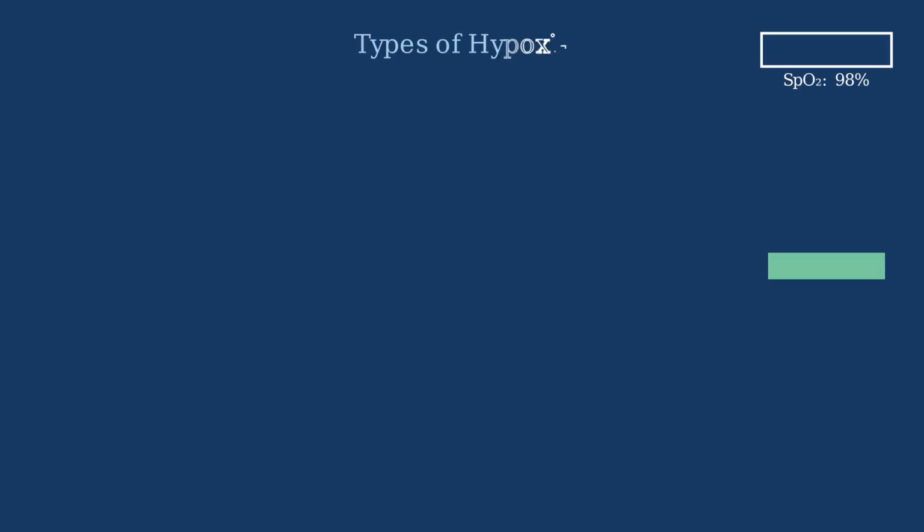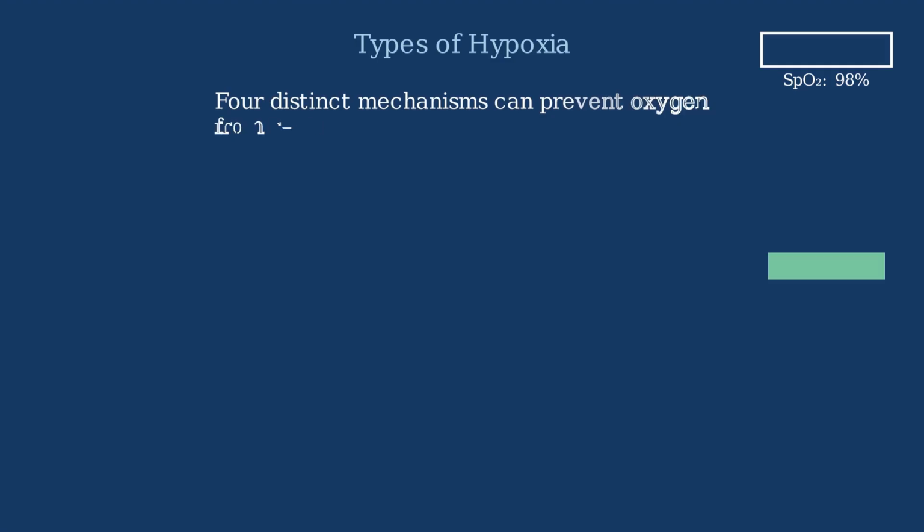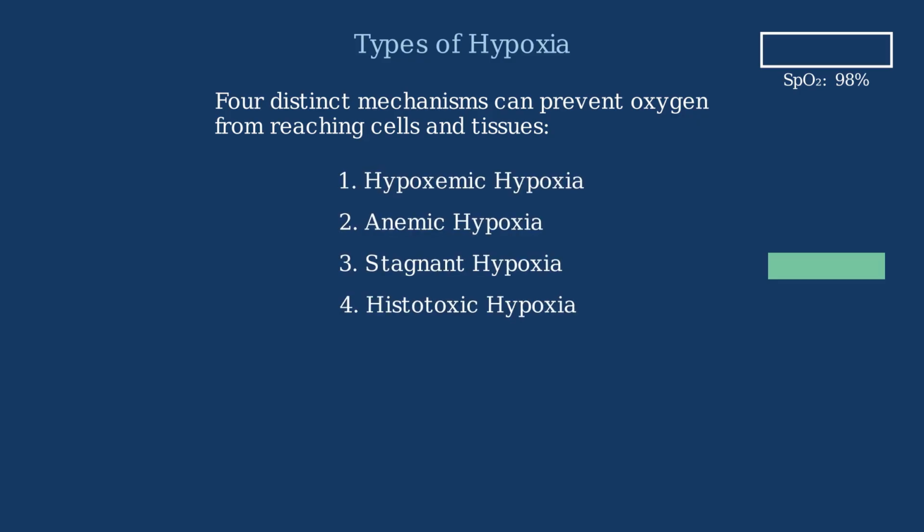In this section, we'll explore the 4 main types of hypoxia. Each type represents a different mechanism that prevents oxygen from reaching the cells and tissues of the body. These 4 types are hypoxemic hypoxia, anemic hypoxia, stagnant hypoxia, and histotoxic hypoxia.